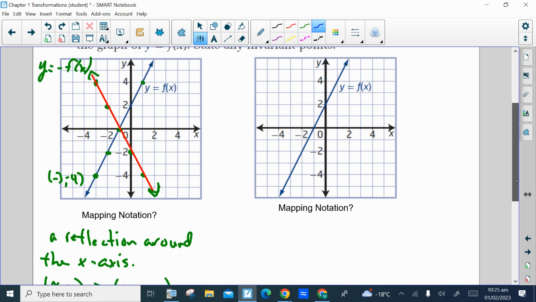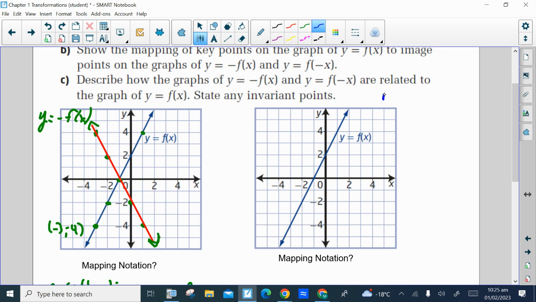The second one, let's do y equals f at -x. So now we have the negative in front of the x. That means b is -1. In the case of the first one, it was a that was -1. And when b is negative, you get a reflection across the y-axis.